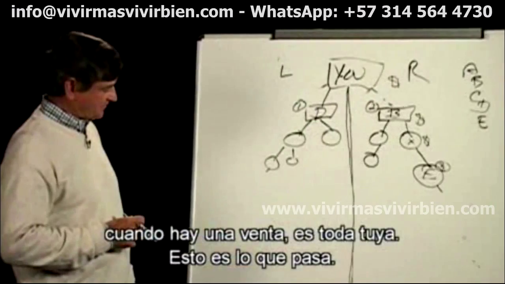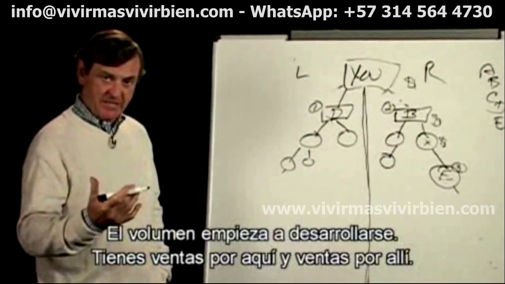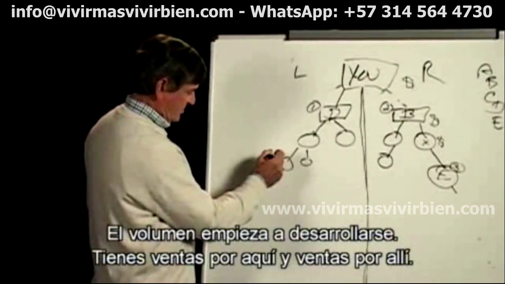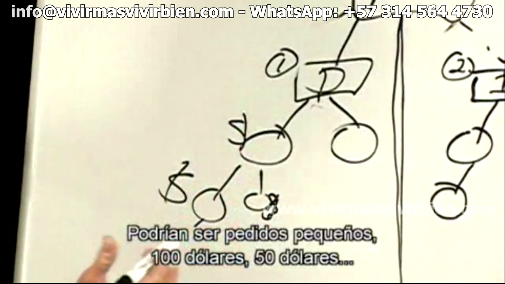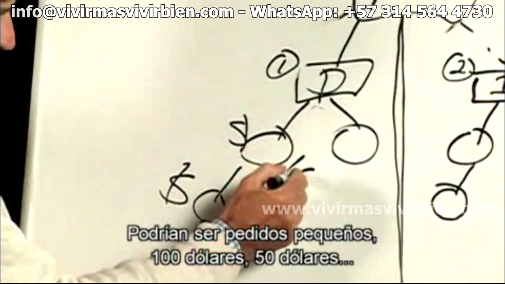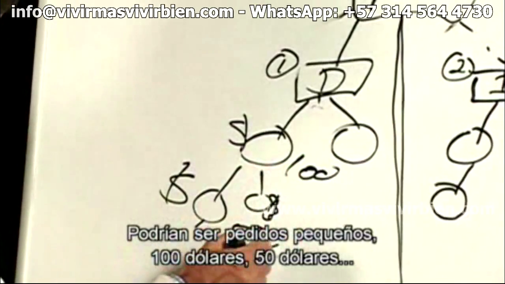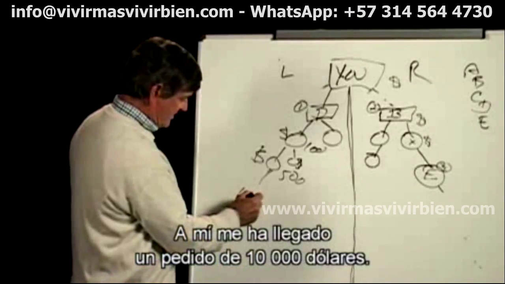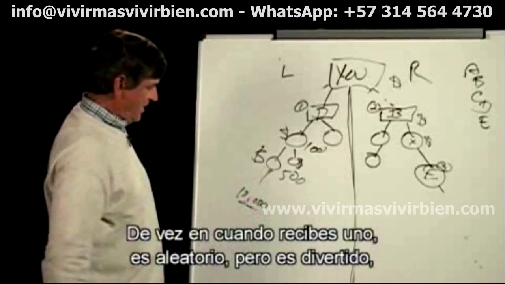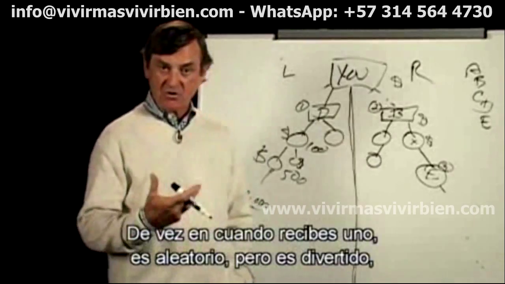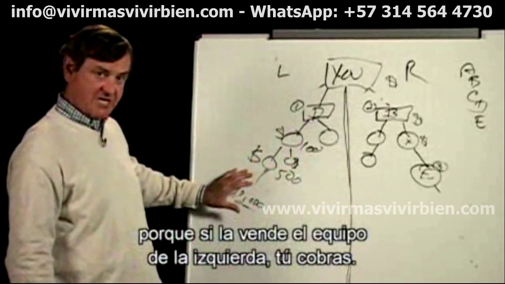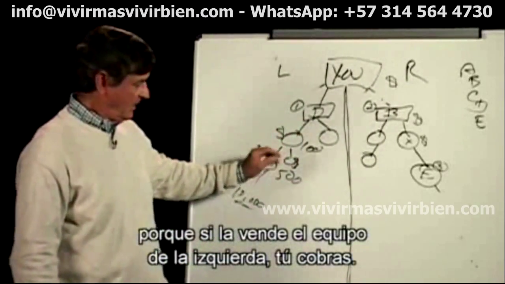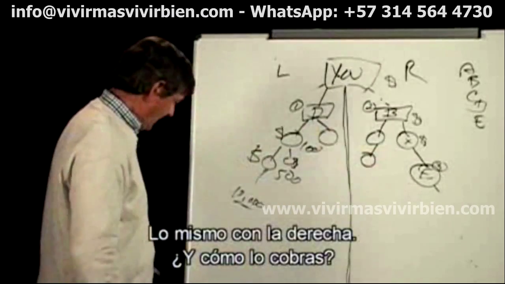Okay, here's what happens. Volume is beginning to develop. You've got some sales here, you've got some sales here, and they could be small orders, $100, $50. I've had a $10,000 order come in. Once in a while, you'll get some, you don't know, it's random, but it's fun because whatever is sold within this team on the left, you get paid. Same thing on the right. And how do you get paid?